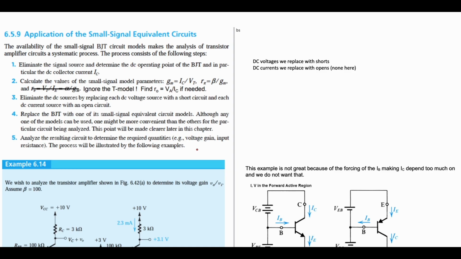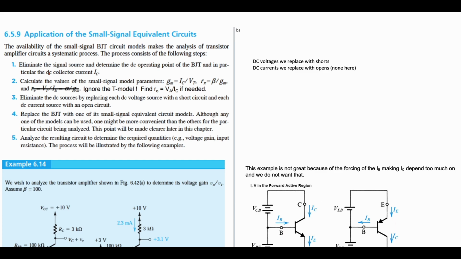Example 6.14, but we're first going to be looking over 6.5.9, which is the application of small signal equivalent circuits. So these are some steps that we can go through to solve problems like this. The availability of the small signal BJT circuit models makes the analysis of transistor amplifier circuits a systematic process. The process consists of the following 5 steps.